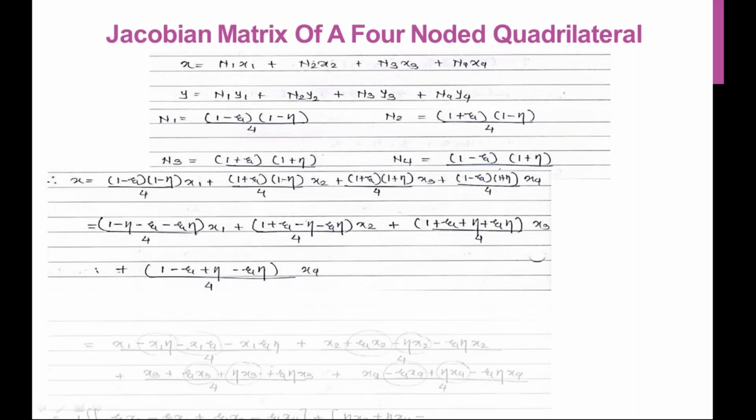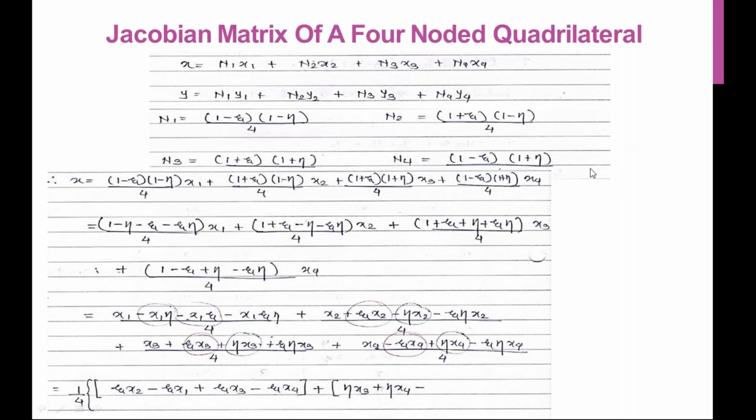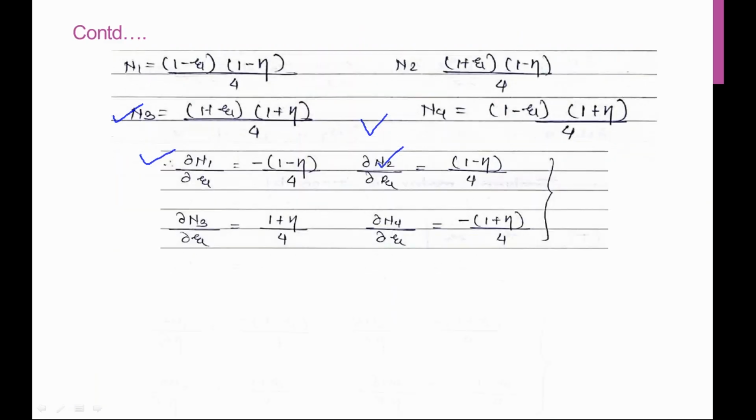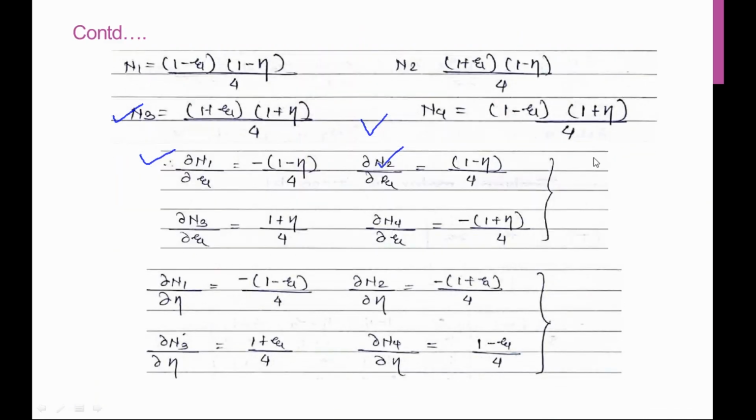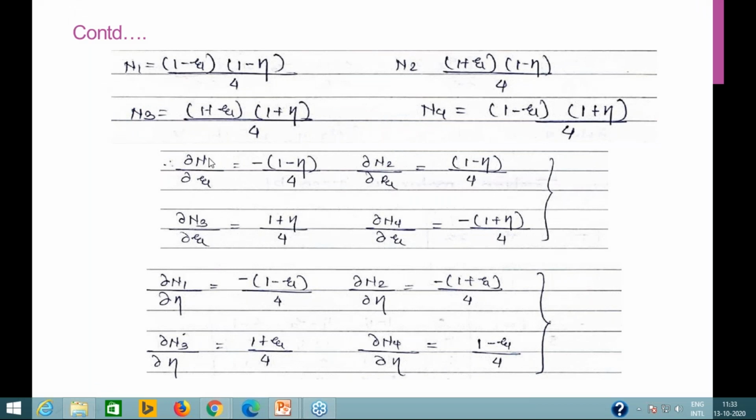Then the Jacobian matrix for the 4-node quadrilateral element: you just have to remember N1, N2, N3, and N4. It is very simple to remember. Then you can derive the partial derivative of N1 with respect to zeta, which is minus (1 minus eta) upon 4, and similarly take the partial derivative of all the shape functions with respect to zeta.